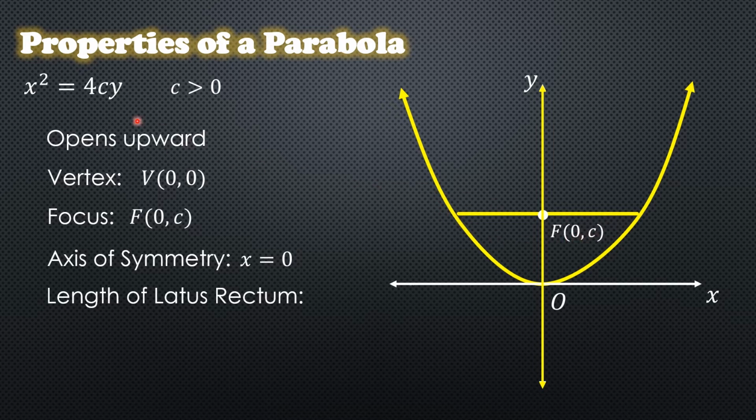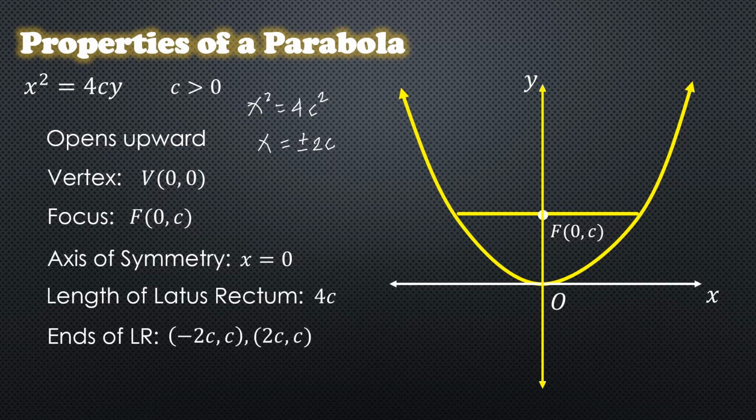By substituting c for y in the equation, we will find that x squared is equal to 4c squared. Getting the square root of both sides, x is equal to plus or minus 2c. Hence, the endpoints of the latus rectum are the points (-2c, c) and (2c, c). This makes the length of the latus rectum equal to 4c.